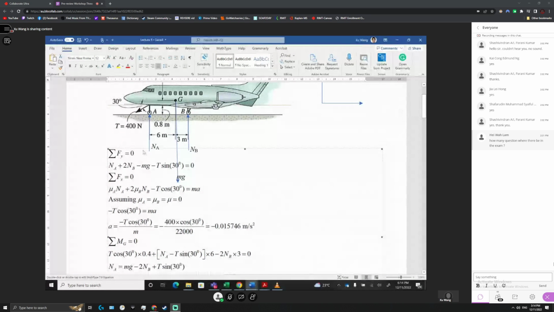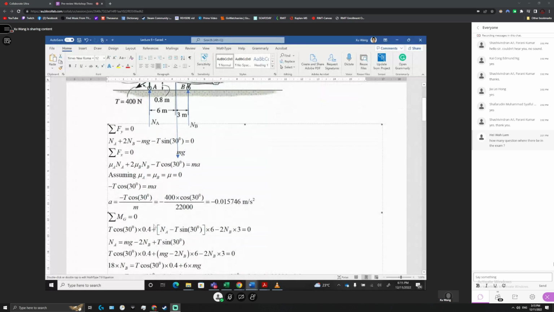Ideally, NA is clockwise. Ideally, this T sine theta points down, so it is anti-clockwise. That's why you get a negative here, right? And then from this equation, you can solve for NA. Hold on, how can we solve this one?